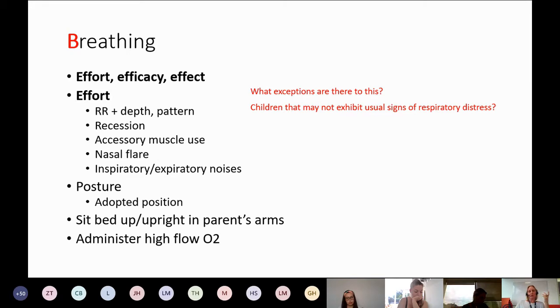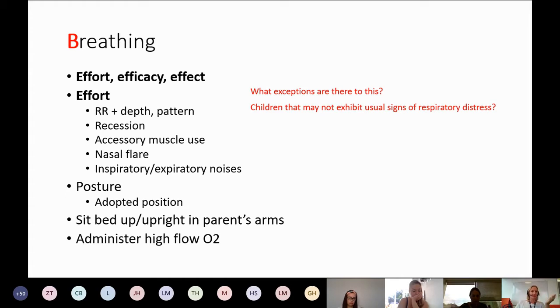They also might adopt a posture that is improving their ability to get air in and air out. Can you think of any exceptions to this? Can you think of children that you nurse, children that you've cared for that might not exhibit the usual signs of respiratory distress? So if you're able to maybe start typing those into the chat, any examples you can think of.